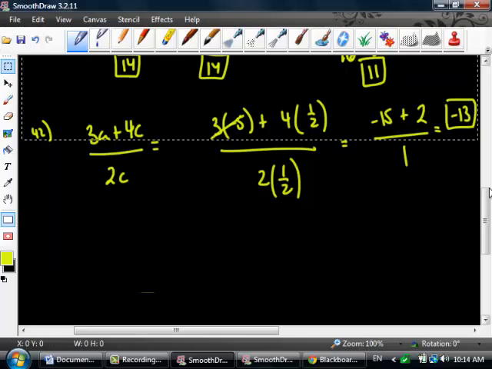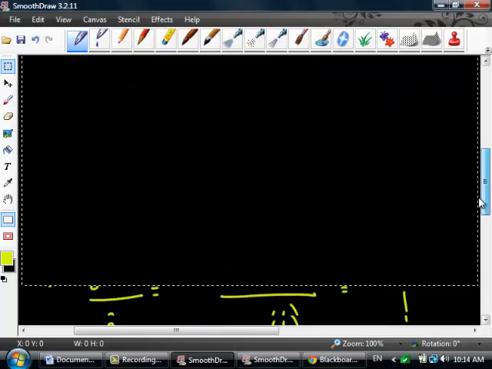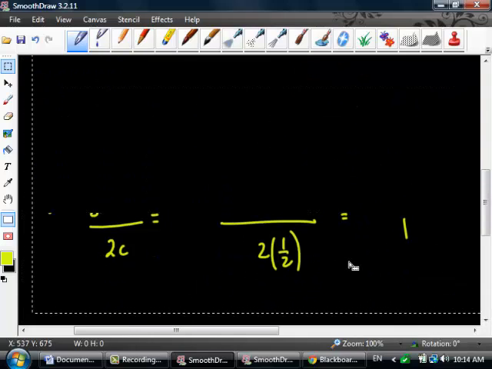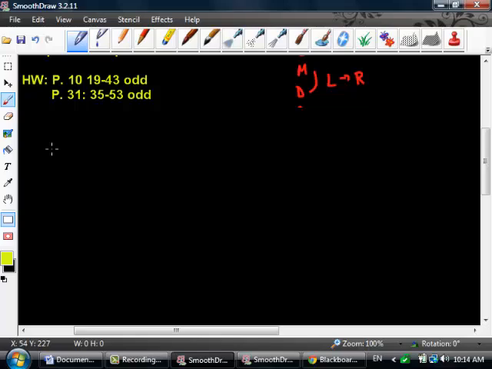All right, let's go ahead and move on to the next section, which is equations, which should still be a review. Piece of cake. Okay, solving equations is pretty much using your order of operations backwards, and I'm hoping you guys will remember.